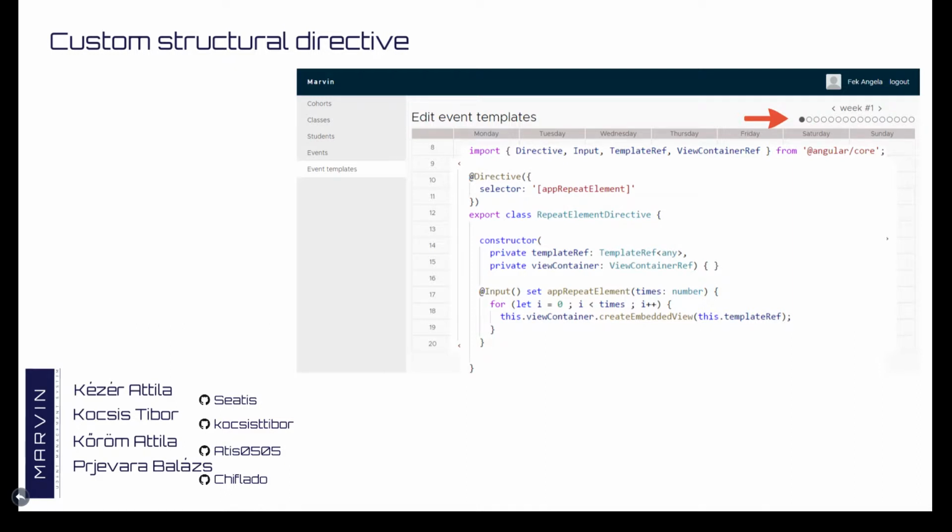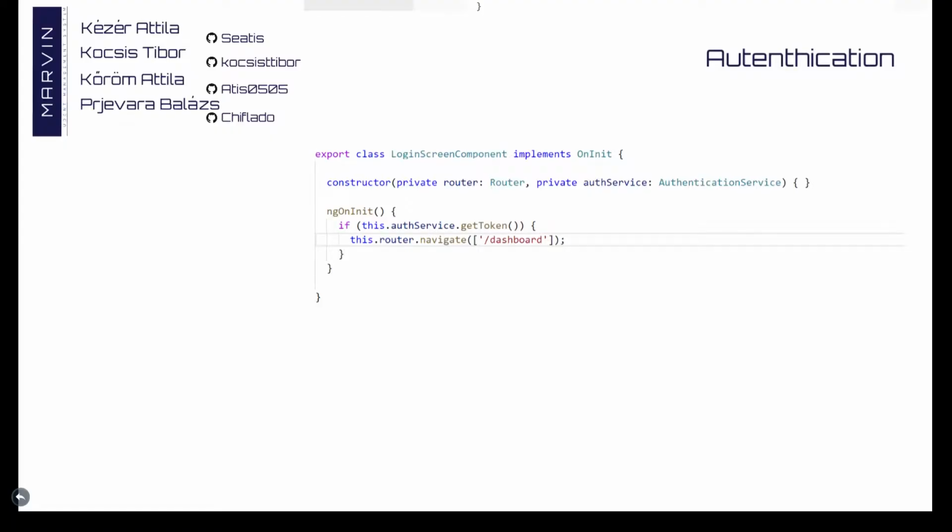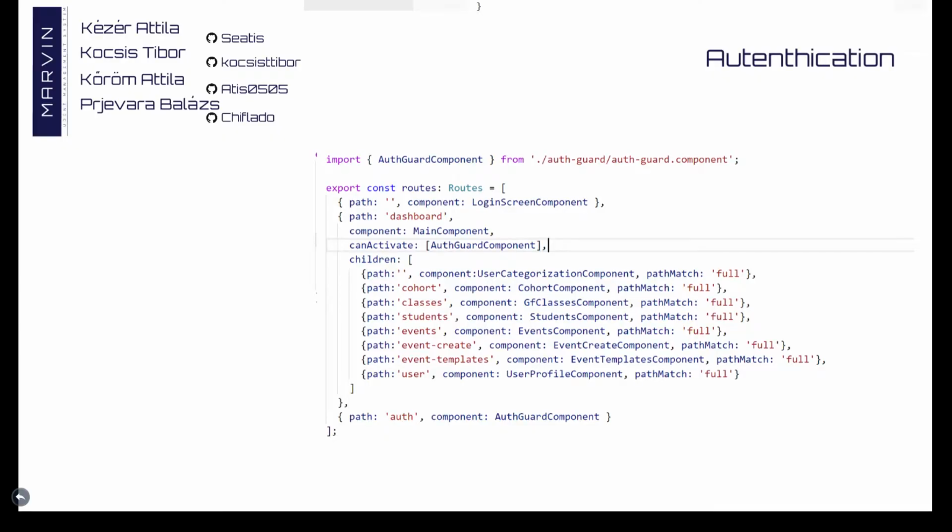I'd like to talk about user authentication. It can be very easy in Angular. In this project, we use JSON Web Token for the authentication. This token will be stored in the local storage of the web browser after the login process.